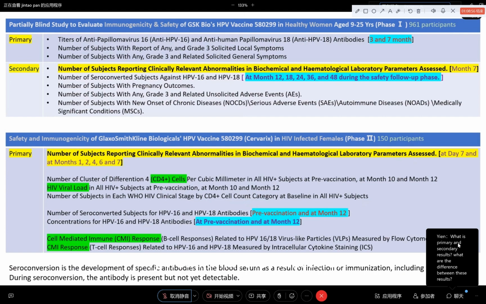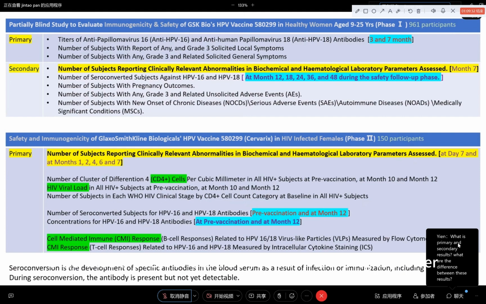In my view, in this case, in phase 1, there are primary and secondary results, and in phase 2, they only have the primary results. So in phase 1, maybe they are focused on safety, and in phase 2, they may care more about the effectiveness of the drugs, I think.